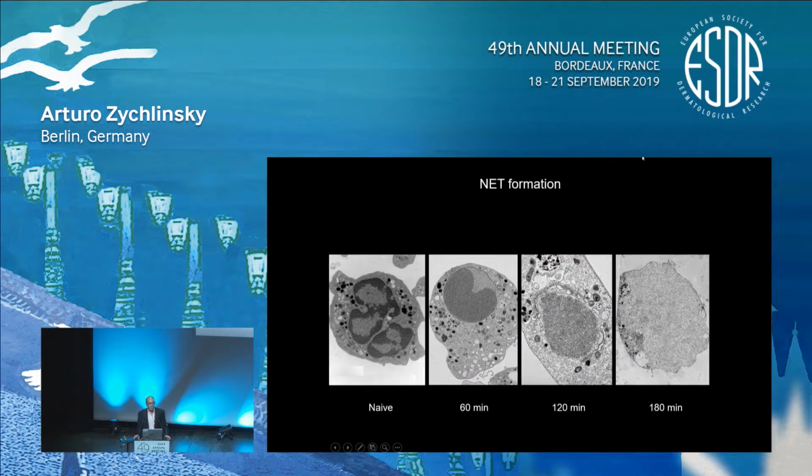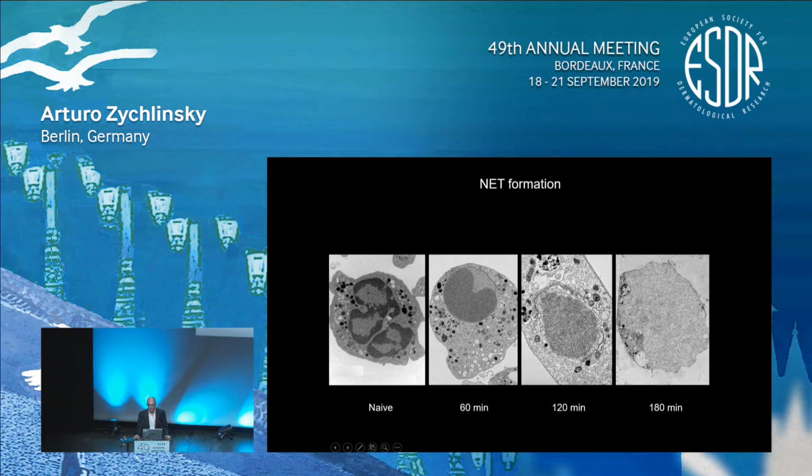So this is a static image of the same process that I showed before. This is transmission electron microscopy. This is a neutrophil that has not been activated. You can see the lobulated nucleus and the different granules. Already 1 hour after activation, you can see that the nucleus is not lobulated anymore, but it's actually spherical, and there are more subtle changes in the intracellular membranes.